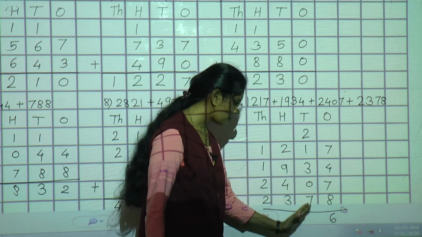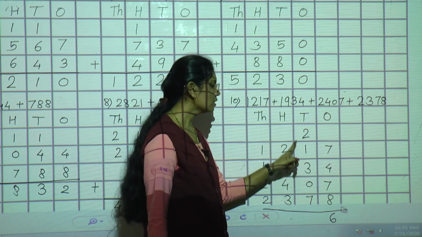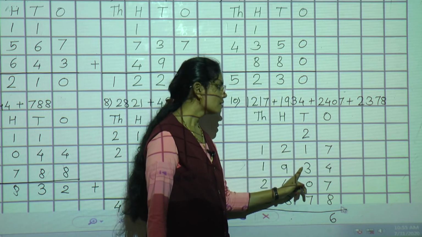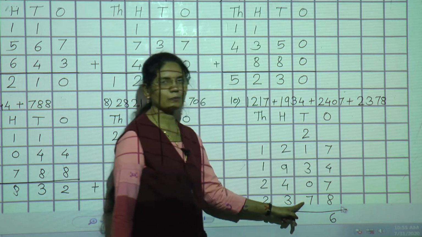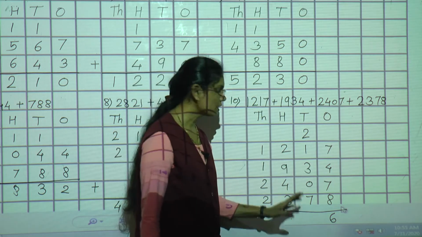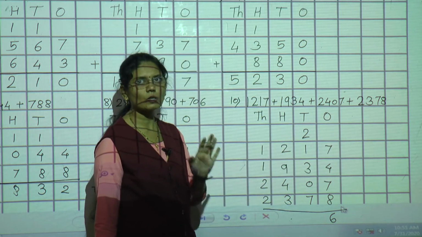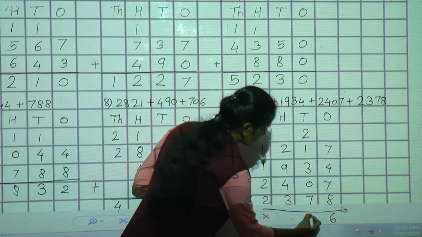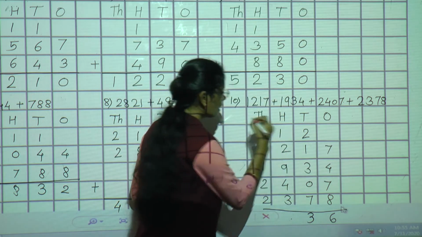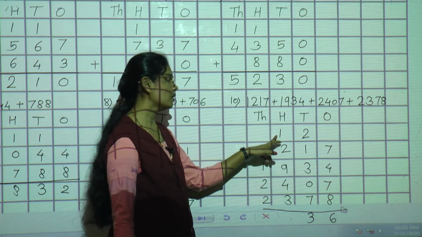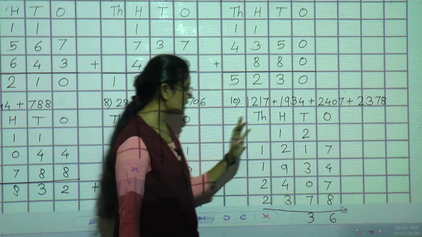Now see the tens place digit. 2 plus 1, 3. 3 plus 3, 6. 6 plus 7, yes, 6 plus 7, 13. Now 13 tens is equal to what? 13 tens means 3 tens and 1 hundred. So this one we will give as a carry to the hundreds place.